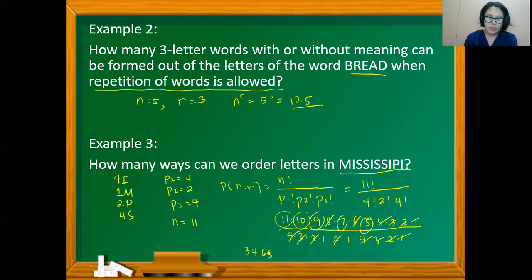So there are 34,650 ways we can order the letters in Mississippi. So this is about multi-sets.